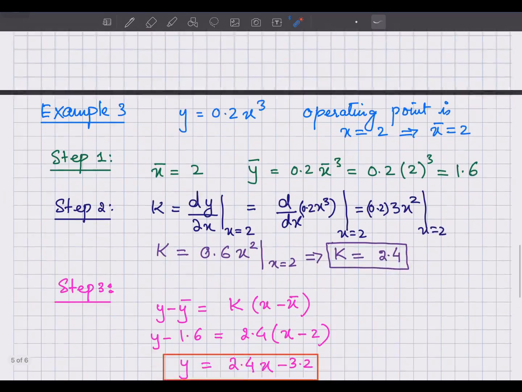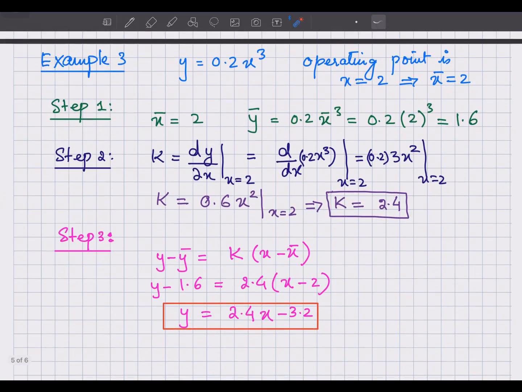Okay, then the next example. Let's consider that our function is y is equal to 0.2 into x cubed, and we want to linearize it at the point x equal to 2. That's the mean value as well, x bar is equal to 2. In step 1 we calculate x bar, which is 2. Now y bar will be equal to 0.2 into x bar cube. Using the value of x bar, this comes out to be 1.6. So at the operating point our function is 1.6.